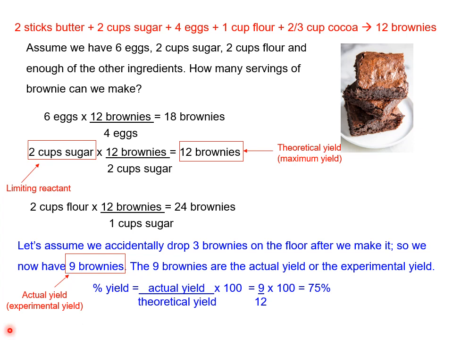If we wanted to know how efficient our experiment was, or what our percent yield was, based on our actual yield, the percent yield is equal to the actual yield over the theoretical yield times 100. Our actual yield was 9 brownies, so it's 9 divided by the theoretical, which was 12, times 100. Remember that the 100 has infinite significant figures. So our percent yield was 75%.